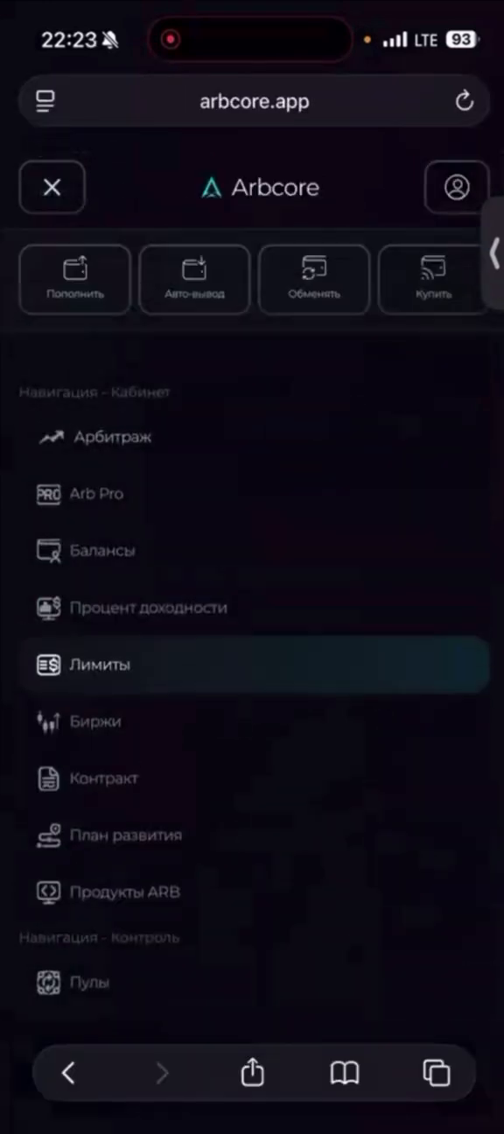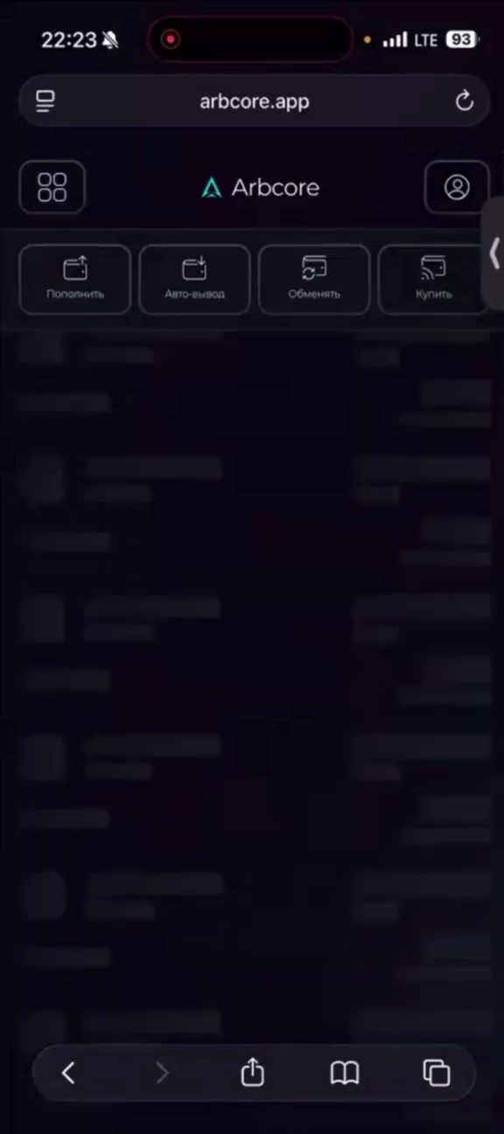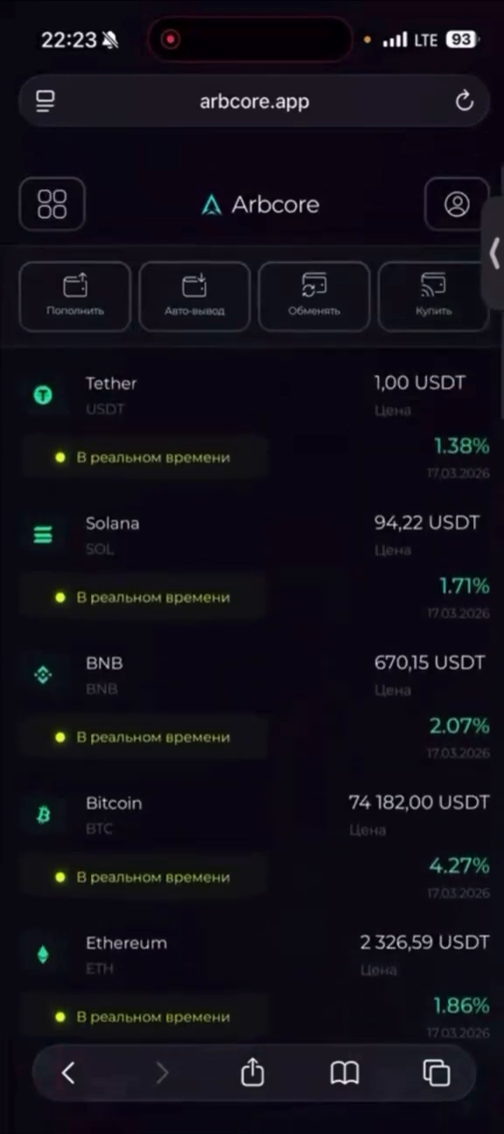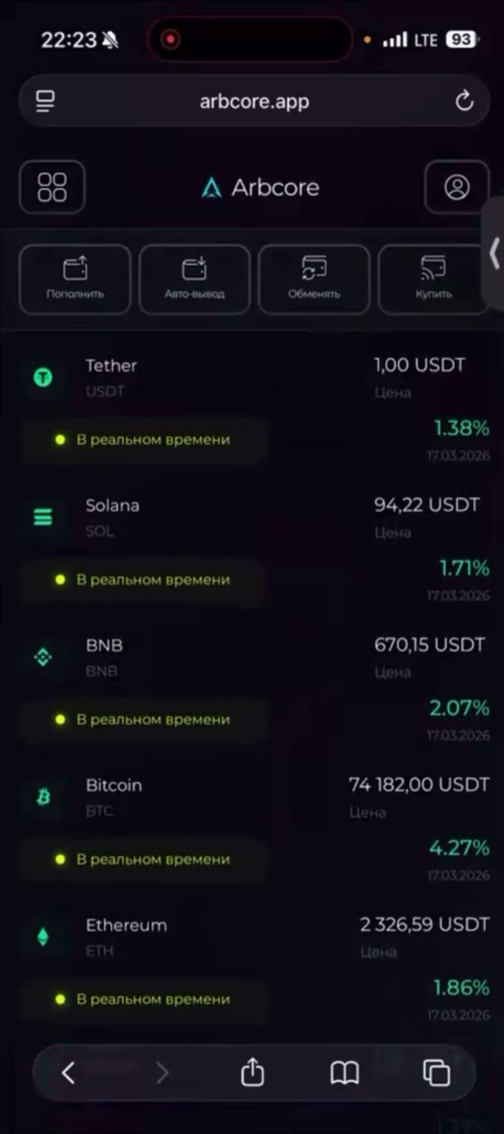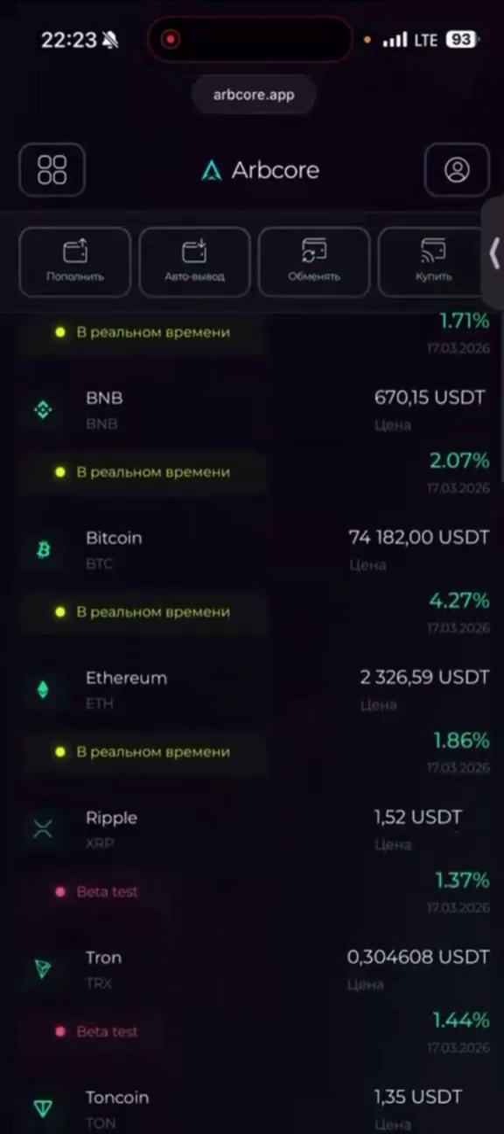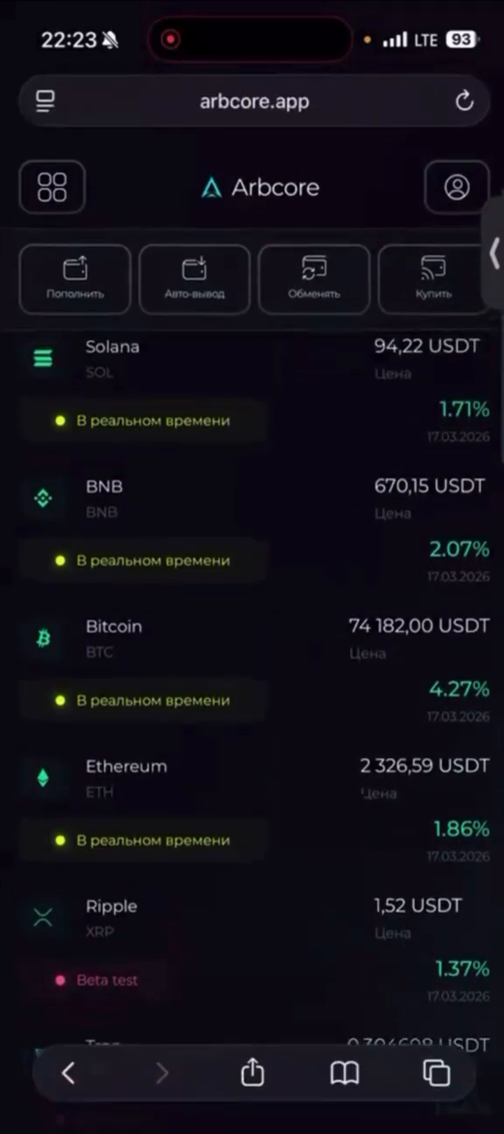And I also draw your attention to the fact that the percentage of profitability also differs from one currency to another. That is, let's say now in real time for USDT the company gives 1.3% per day, almost 1.4%, for BNB 2%, but for Bitcoin this has recently been more than 4% per day. Although more recently, about 3% came to BNB.